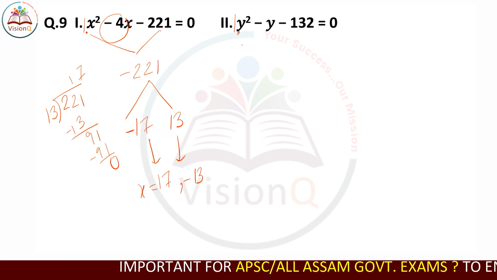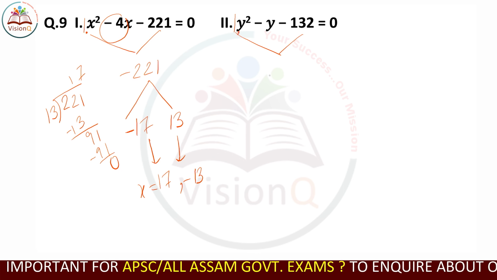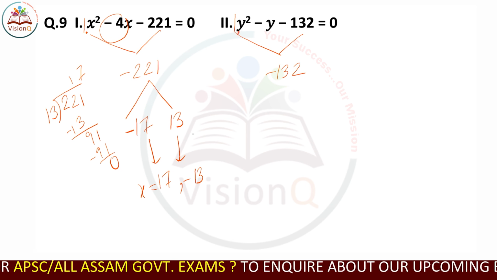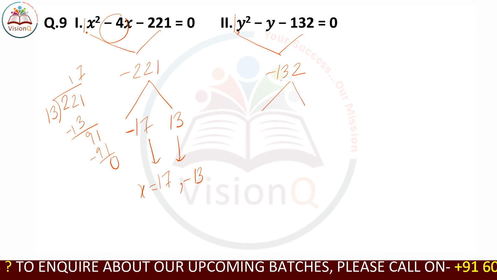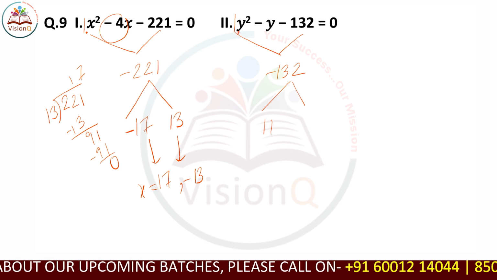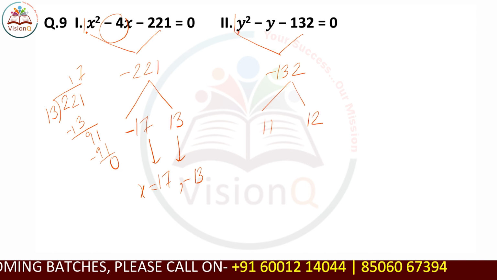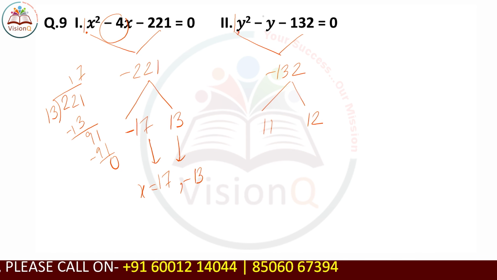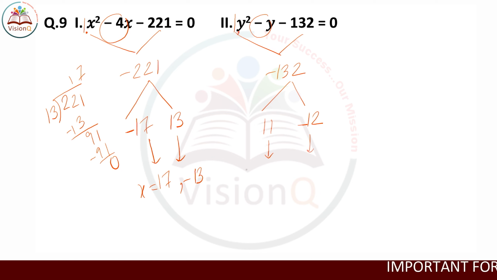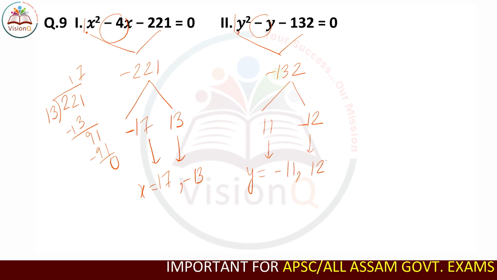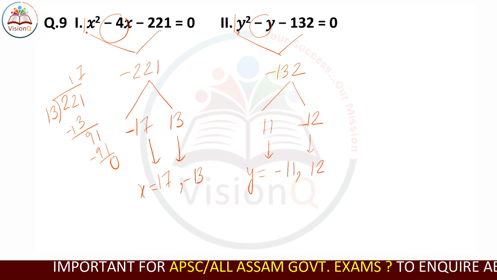Now, in the next equation, if I multiply a and c, I get minus 132. How to break 132? It comes in the table of 11. 11 and 12 give 132. But the sum of these two numbers should be minus 1, that is b. So minus should be on 12, isn't it? In the next step, divide both these numbers by a and change the sign. So, I get the values of y as minus 11 and 12 after dividing by a and changing the sign.